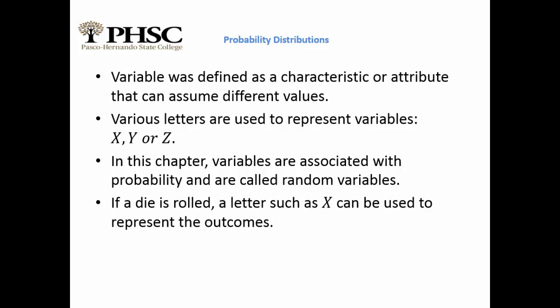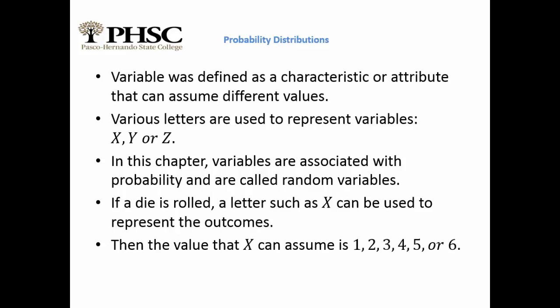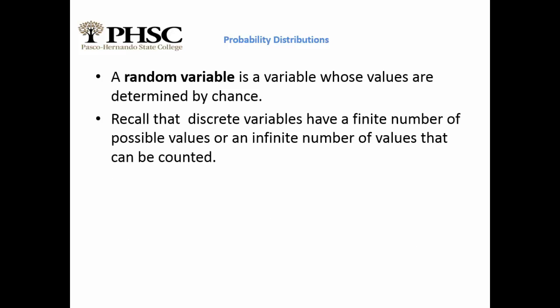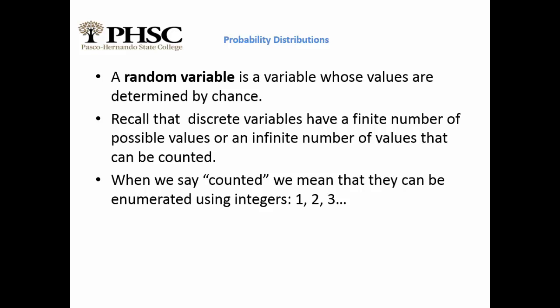So if a die is rolled, a letter such as X can be used to represent the outcomes. Then the values that X can assume would be 1, 2, 3, 4, 5, or 6. So a random variable is a variable whose values are determined by chance. Now, if you remember, discrete variables have a finite number of possible values, or an infinite number of values that can be counted. So when we say counted, we mean 1, 2, 3, 4, 5. A discrete variable would be number of siblings, right? Either 0, 1, 2, 3. You can't have a 0.5 sibling.